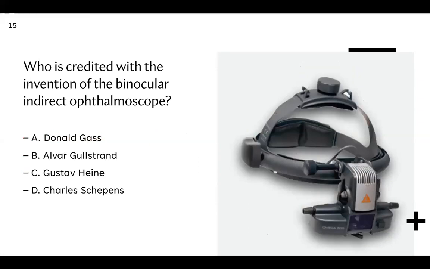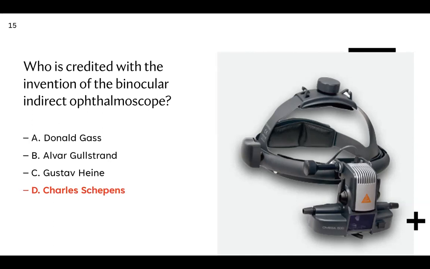Is it A, Donald Gass? Is it B, Alvar Gullstrand? Is it C, Gustav Hein? Or is it D, Charles Schepens? All of these names are very familiar names for us. We've read about them in history. It sometimes can be difficult to place the name with their achievement or with what they've been credited with. In this case, we're looking for the inventor of the indirect ophthalmoscope, a device we use every day.